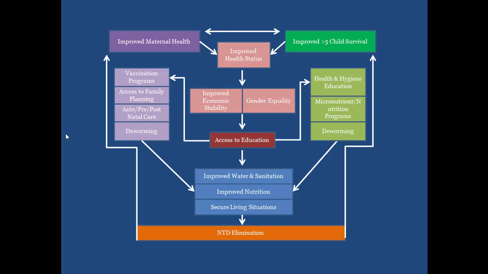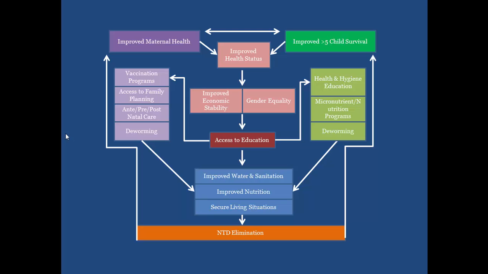Another aspect of NTDs that's extremely critical to understand is how it's related to other disease states. I talked about how it affects HIV, TB, and malaria, but it also affects other things like education, vaccine programs, antenatal care, child survival, water and sanitation. They all interrelate, and this is one of the key factors that you need to understand for global health in general, not just infectious disease health, but how all these programs interrelate and how they can work together.